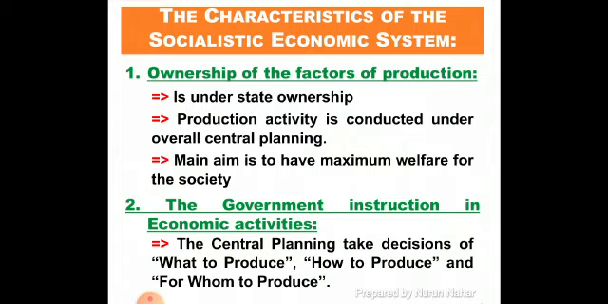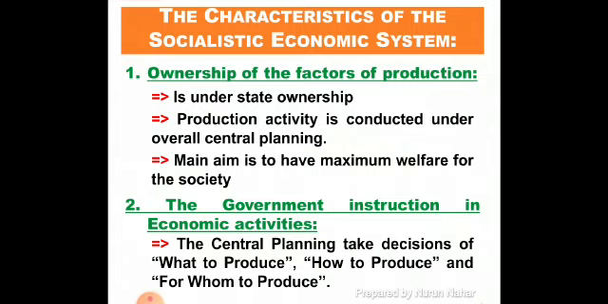Number 1, ownership of the factors of production. In the socialistic economic system, ownership of the factors of production is under the state or government. Production activity is conducted under overall central planning, that is, each kind of decision about production could be made by the government of that country, and every person is bound to follow that. The main aim is to have maximum welfare for the society, but not earning maximum or highest profit.